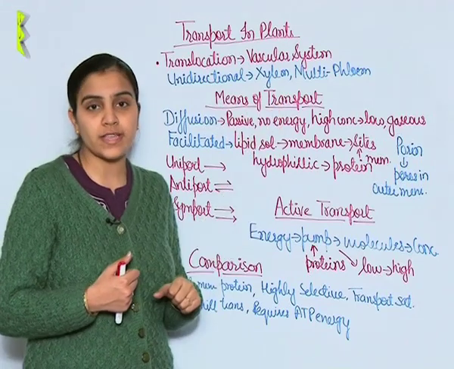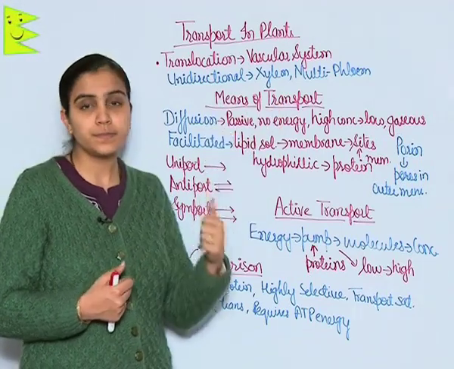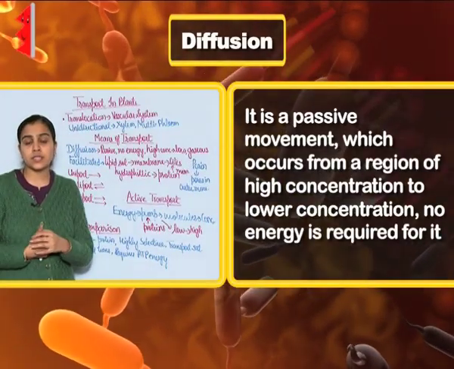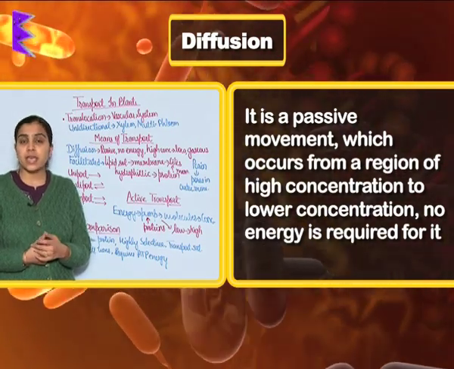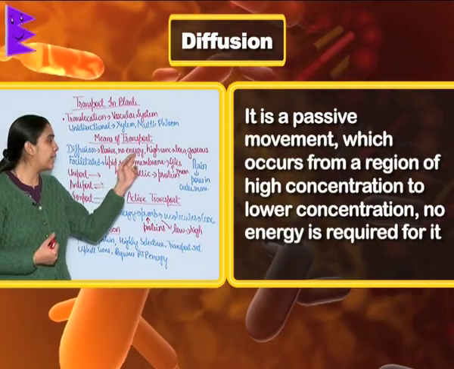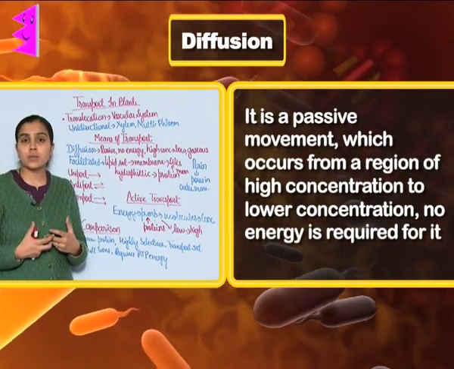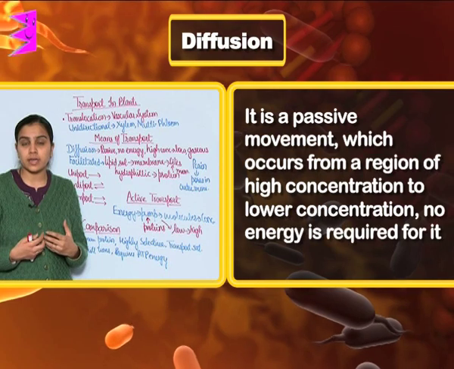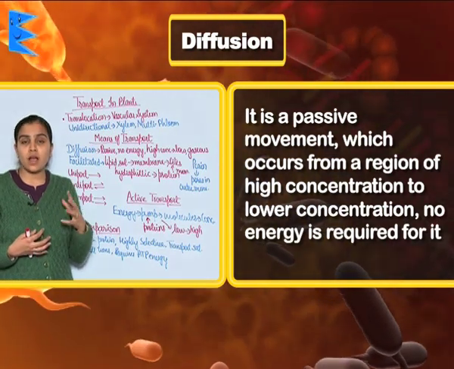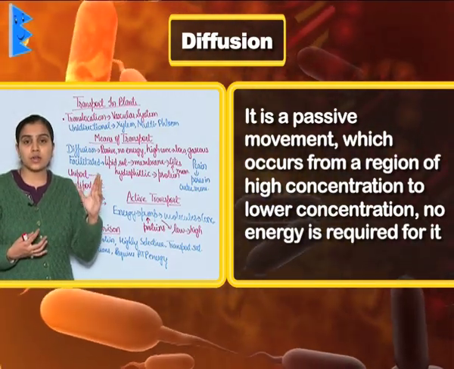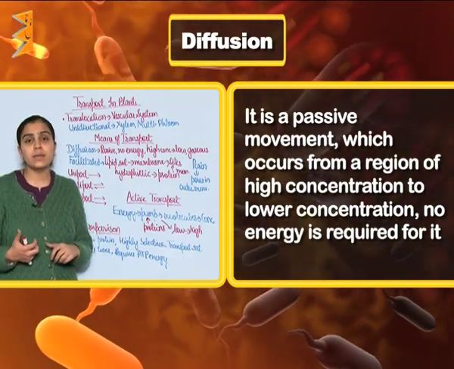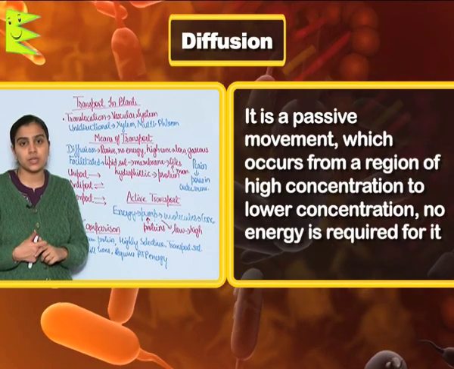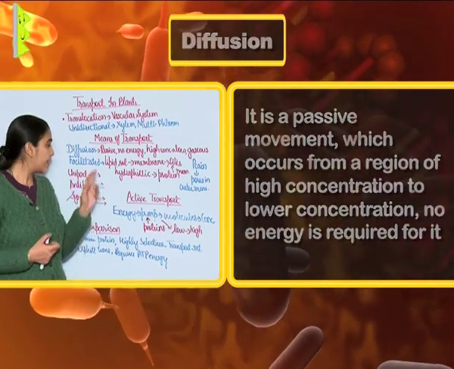Means of transport. Diffusion. It is that process of transportation which is passive in nature. It doesn't require any energy. It just requires a concentration gradient, and movement occurs from higher concentration towards the lower concentration, and it is the only means of gaseous exchange in case of plants.